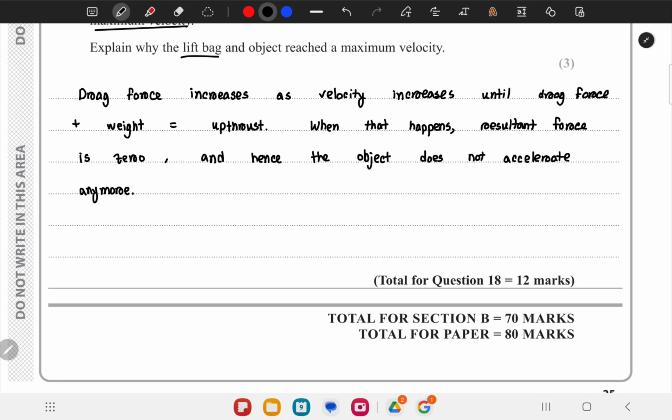So we talk about how, as the velocity increases, the drag force also increases, and this happens until the drag force and weight equal the upthrust. So downward force equals upward force. When that happens, the resultant force is 0, and since the resultant force is 0, the acceleration will be 0. The object won't accelerate anymore. That's it for this paper.